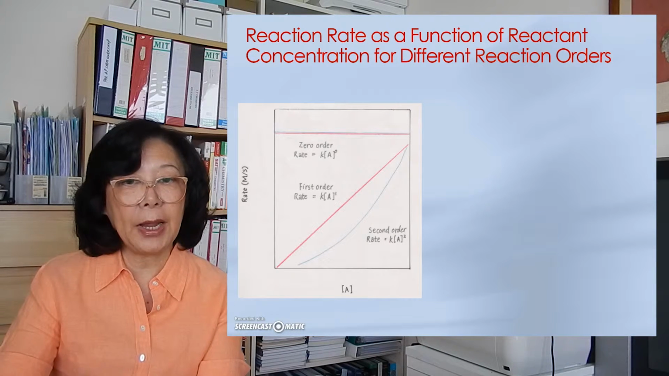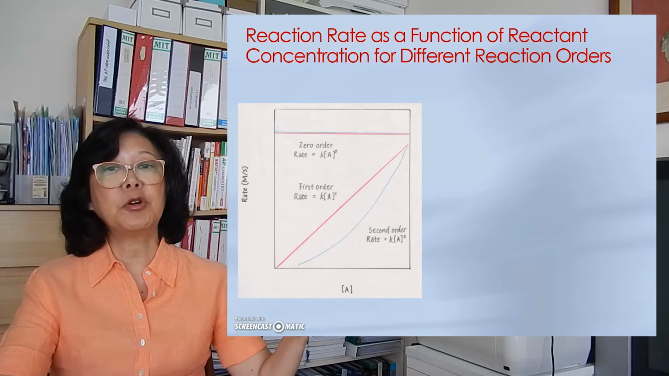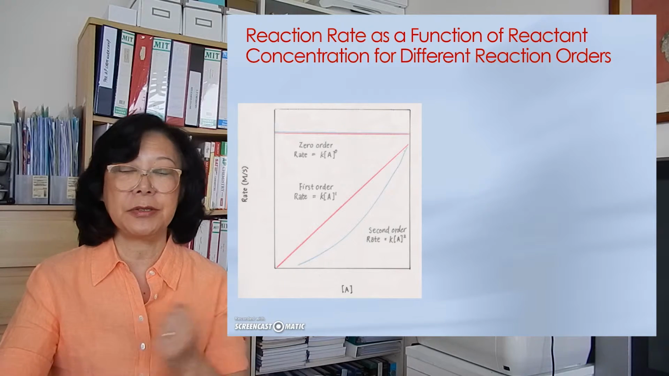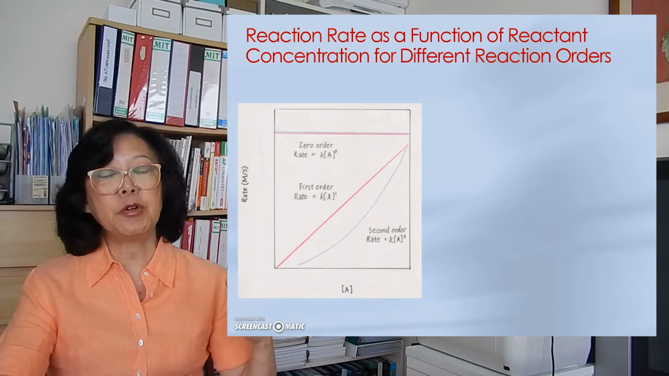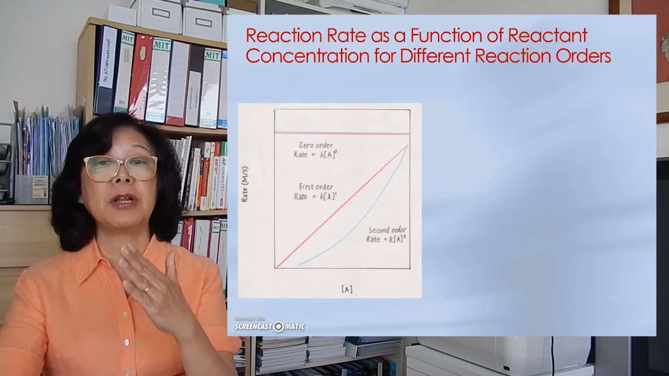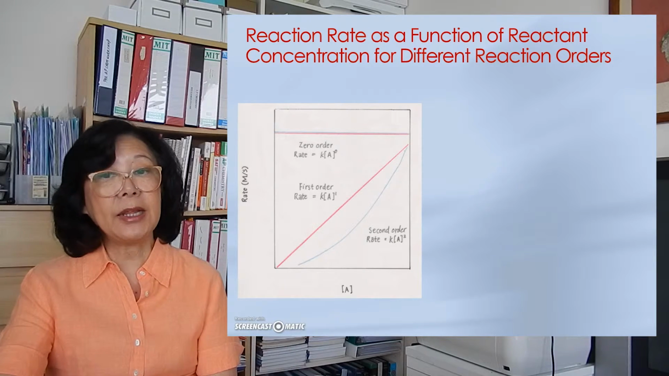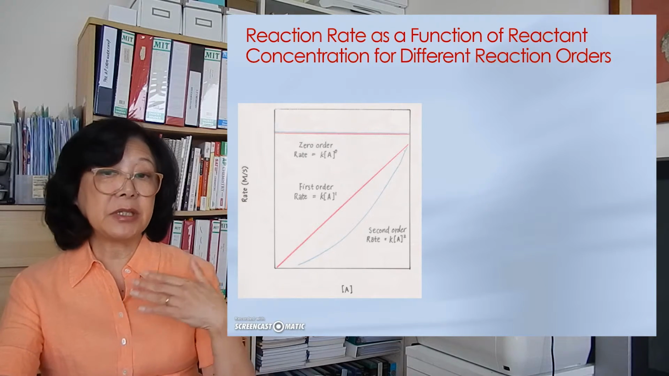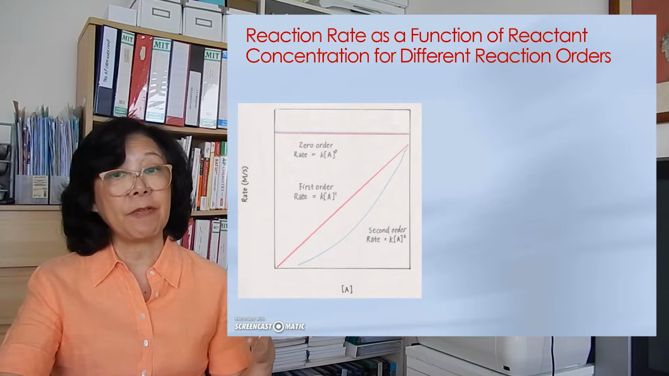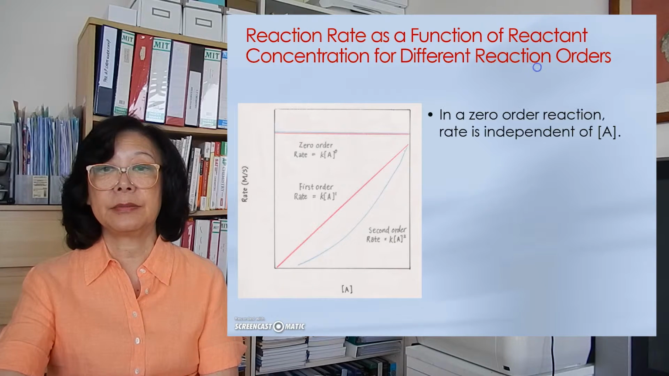When you plot the rate as a function of concentration of A, when it is zero order, it will be a horizontal line. That means no matter what the concentration is, it doesn't affect the rate. Then if it's first order, it will be going up at a 45-degree angle, like a diagonal, a linear relationship. As concentration A is doubled, rate is doubled. And for second order, it's going up exponentially. As A concentration is doubled, rate is increased by 4 times. Therefore, you see that blue line going up exponentially.